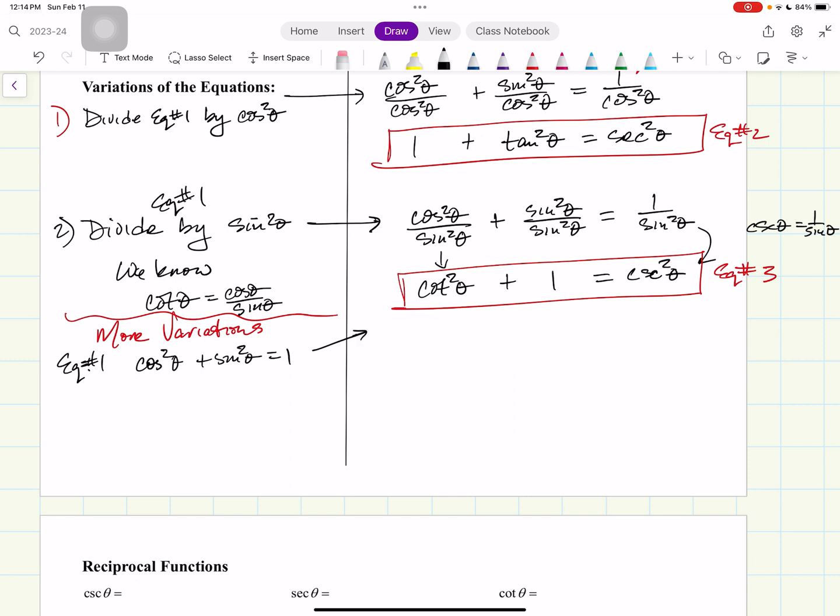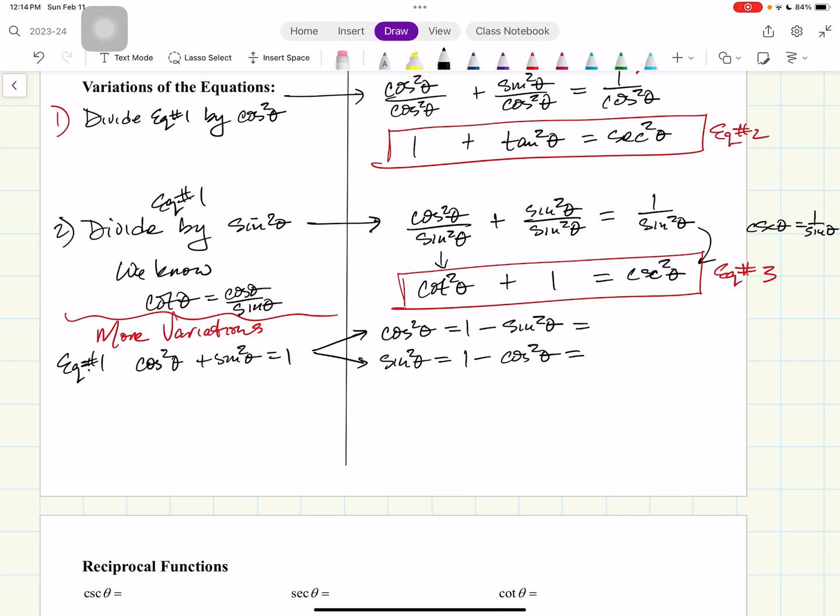If you isolate cosine squared theta, all you have to do is subtract sine squared theta. So one of the variations is cosine squared theta equals 1 minus sine squared theta. That's variation number 1. And that can be factored, which we'll talk about in a minute. The other one, you isolate sine squared theta by subtracting the cosine squared theta. So the other variation is sine squared theta equals 1 minus cosine squared theta. And each of these is a difference of squares, which can be factored.